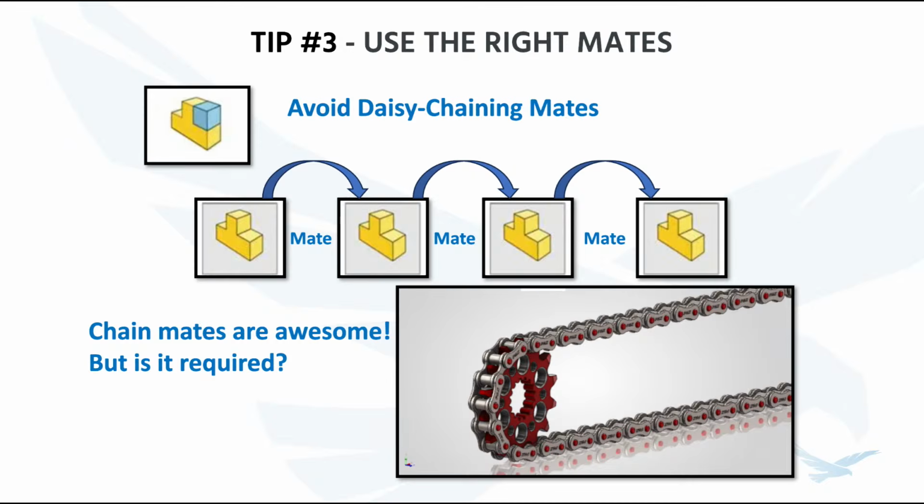So for something like a chain mate, chain mates are awesome if you need to make an animation, right? And you need to render that animation, you want it to function correctly, but it's going to be heavy. And if that's at your top level assembly that you're going to be using for a drawing, do you really need that mate?